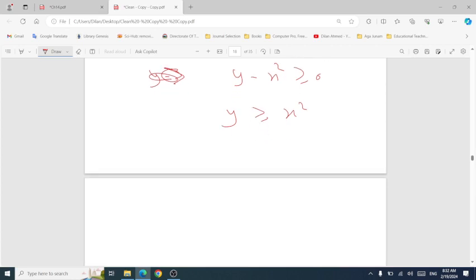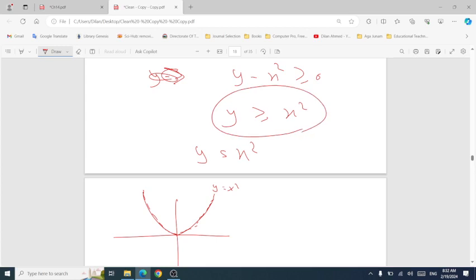So, give me the sketch, the graph of y equal to x squared. How is it? Parabola, right? This is y equal to x squared. Is that clear? Just this curve, the boundary. How about greater than? Is it here or there? y greater than x squared. Where? Which part?